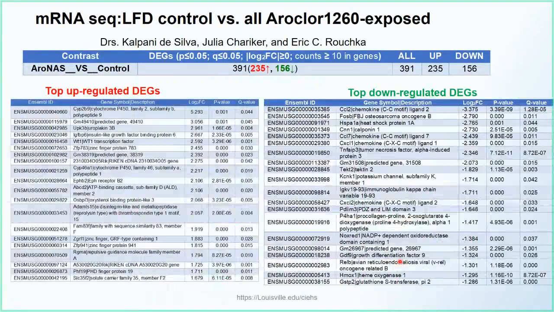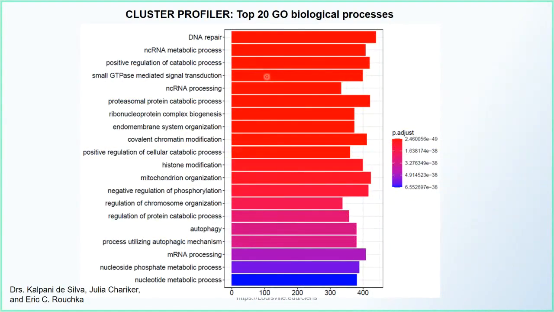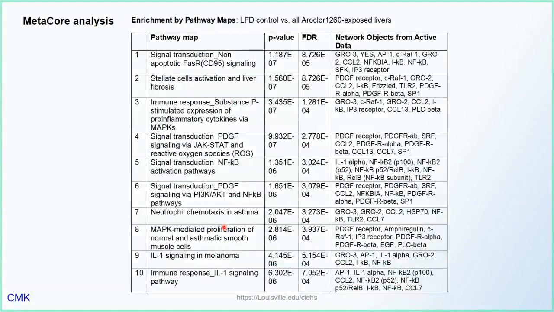As I said, we did mRNA-seq, and we found both up- and down-regulated genes in response to the Aroclor 1260 exposure samples. This is actually fewer genes than were detected in the high-fat diet Aroclor exposed samples. And Dr. Kalpani De Silva, Julia Charkar, and Eric Ruschka's group can do gene ontology, biological processes analysis, to see what changes we see here with the Aroclor 1260 long-term exposure model.